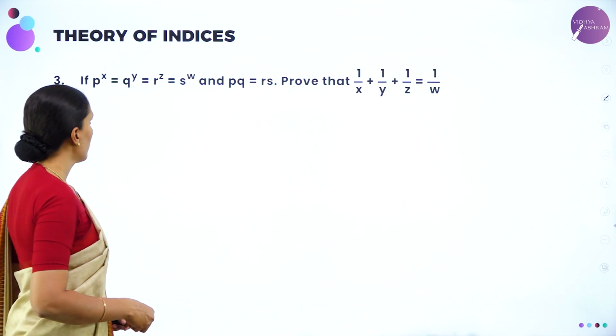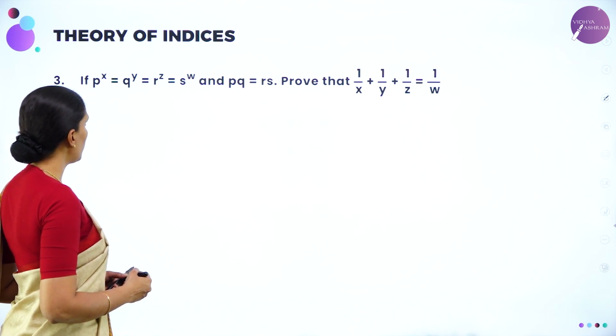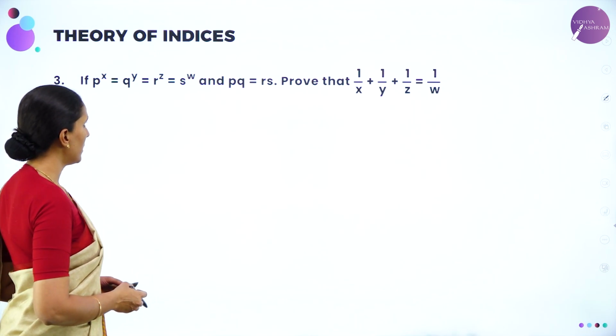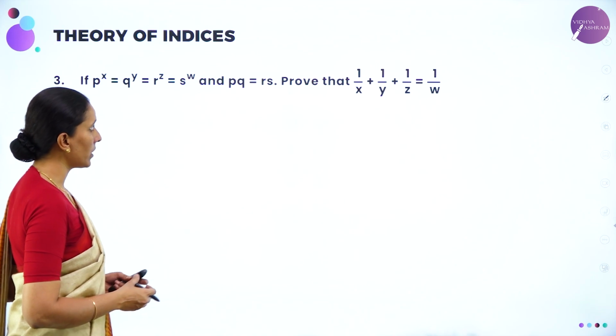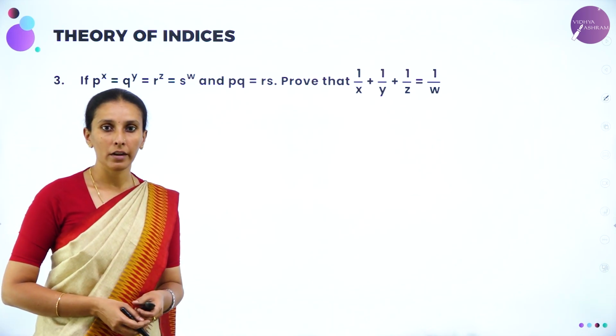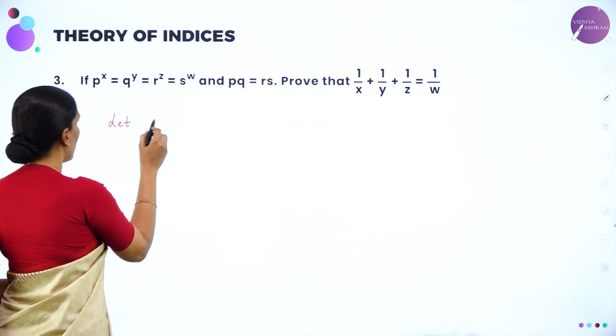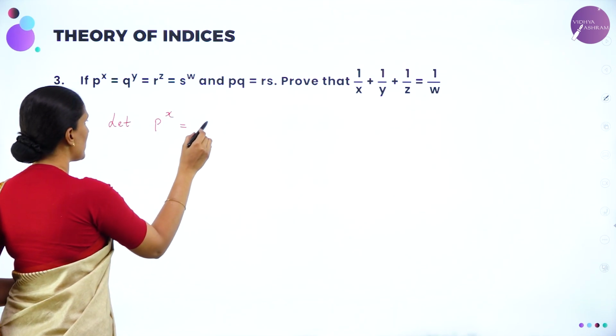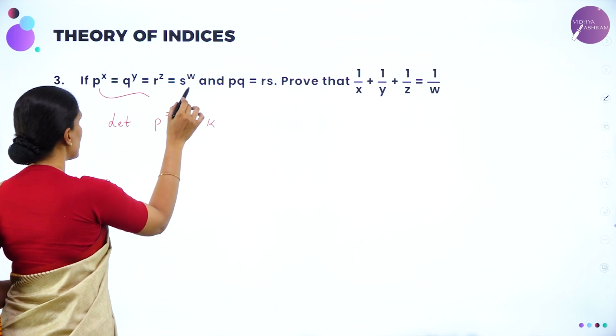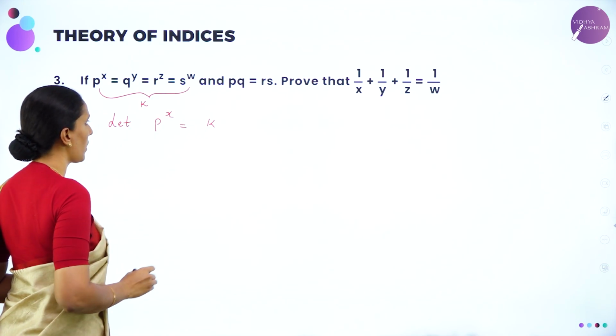Next question. If p power x equals q power y equals r power z equals s power w and pq is equal to r, prove the given condition. So, now let us assume that p power x is equal to some k. So, let all of this be equal to some k.